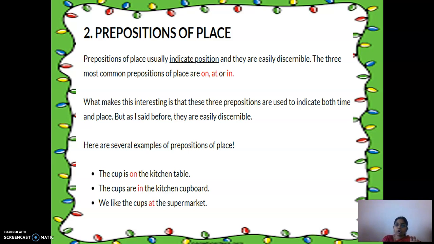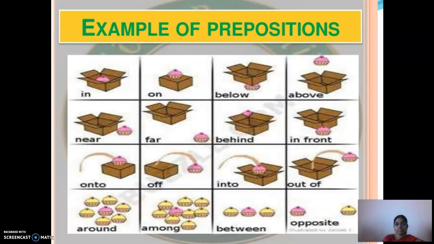The cup is on the kitchen table. The cups are in the kitchen cupboard. We like the cups at the supermarket. So on, in, at will come both in preposition of place as well as in preposition of time. You have to identify based on the sentence.